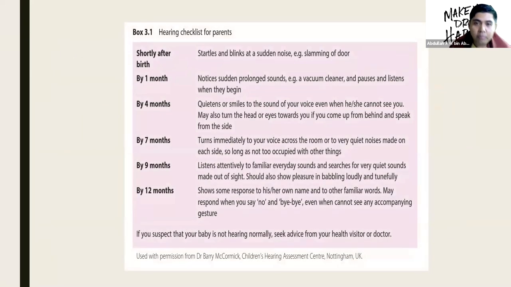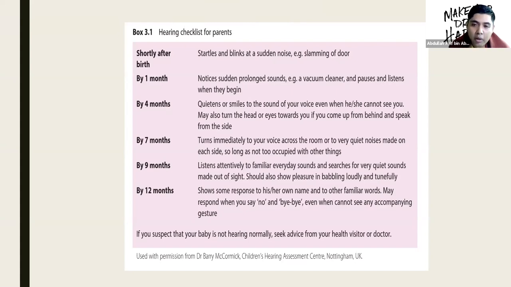So this table shows the hearing checklist for the parent: what a baby can do after delivery. Shortly after birth, the baby can startle and blink at a sudden noise, for example, when a door is slammed. By 1 month, they can notice prolonged sounds such as a vacuum cleaner. By the end of 4 months, they can quieten or smile to the sound of your voice, even when he or she cannot see you.